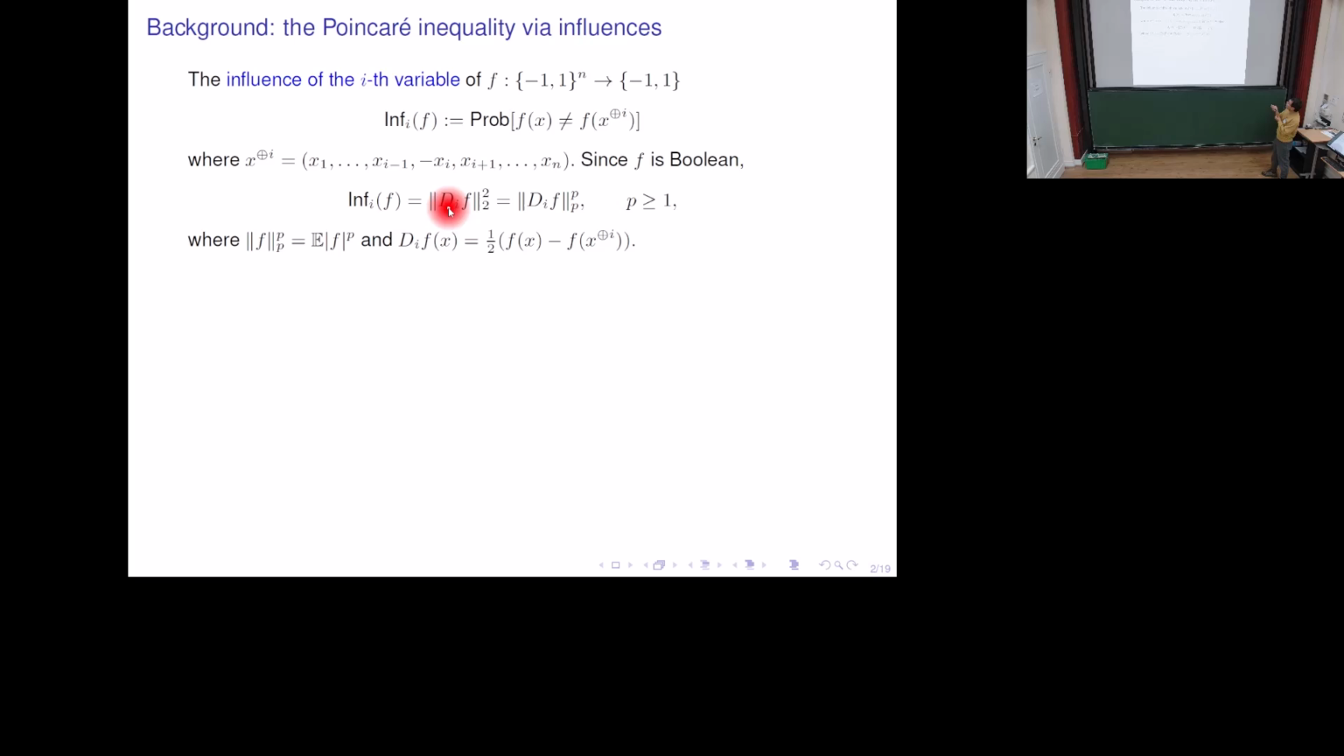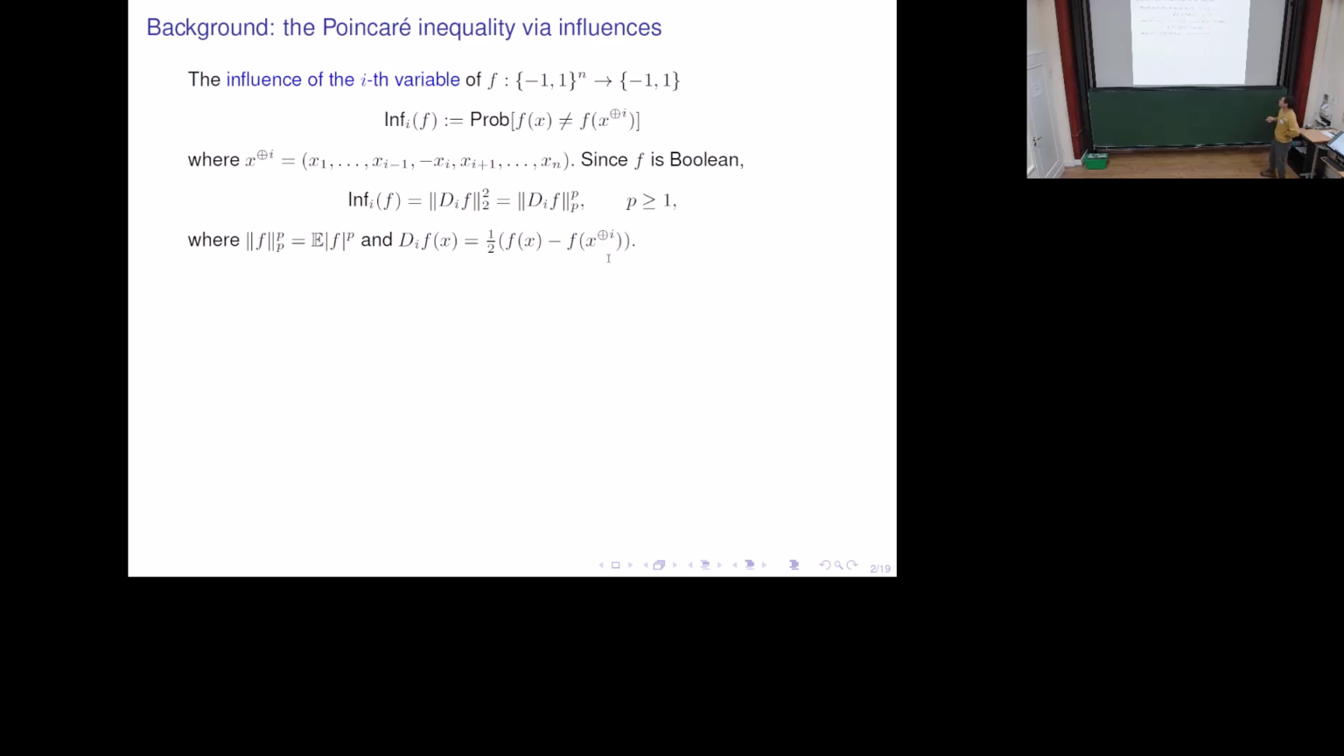In other words, you can also define the individual influence here in terms of LP norms of your partial derivative operator. Let me recall that if I define this capital DI operator as a discrete analog of partial derivatives along the ith direction. So here, as before, this symbol x plus I denotes the vector that flips the ith coordinate of x without changing the rest of n-1 coordinates. Then this partial derivative capital DI is simply the 1/2 of f of x minus f of x with the ith coordinate flipped.